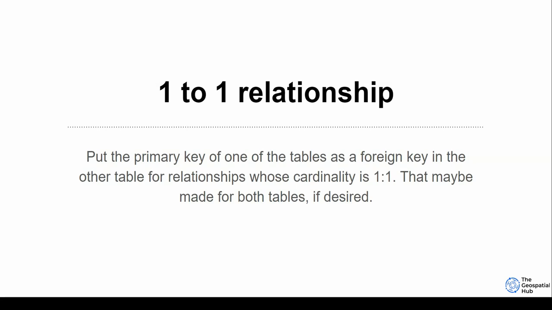And why we're representing this relationship in our logical model is basically to enable us to get data, to enable us to join our data together so we can actually query better. So what we have to do is to put the primary key of one of the tables as a foreign key in the other table for relationships whose cardinality is one-to-one. And we can also do the same thing, putting the primary key as a foreign key in both tables. What I've explained might be a little bit complex, so let's try to practicalize it.